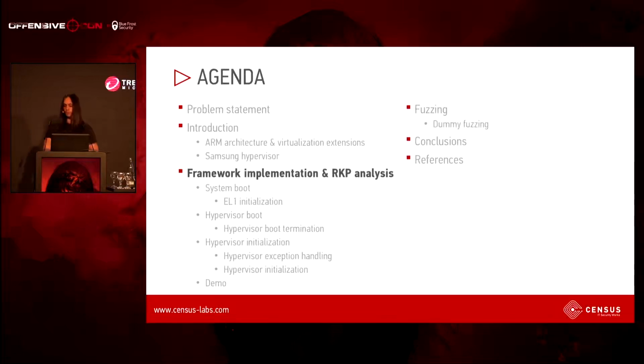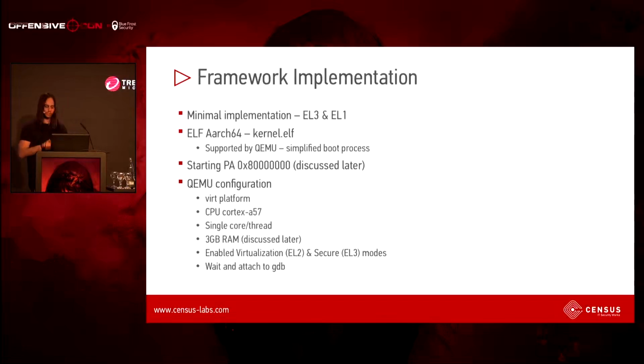So now let's move on with the framework implementation and the analysis of the target system. We will be implementing a minimal framework, focusing on components for EL3 and EL1 to allow us to bootstrap and interact with EL2. Our framework is incorporated in an ELF 64-bit image, and since QEMU allows us to boot directly from ELF images, it simplifies our boot process. Our starting physical address is hex 80 million, which is of great importance, and we're going to discuss later why.